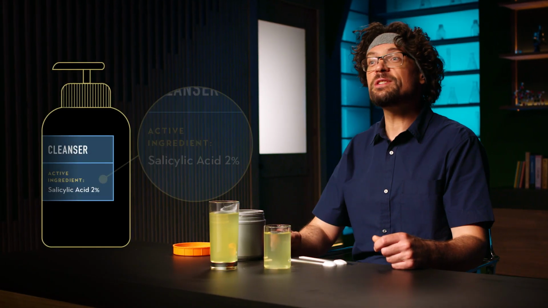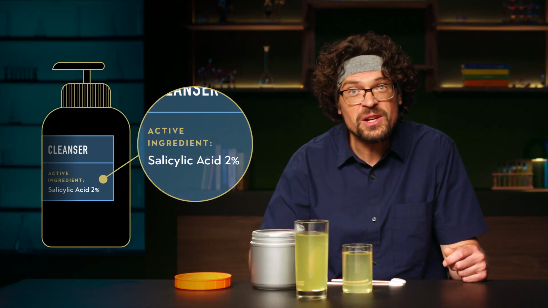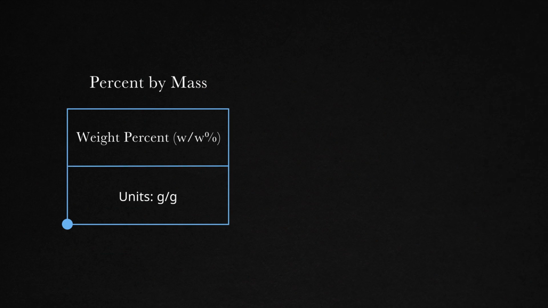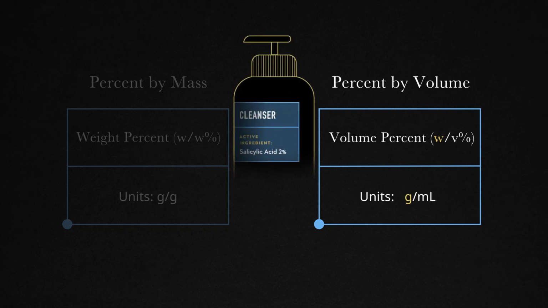Ever notice that your bottle of face wash says 2% salicylic acid? One way to express the concentration is as a percentage. There's weight percent, which is grams per gram, or volume percent, milliliters per milliliter. We can also have a weight by volume percent, grams per milliliter, which is how salicylic acid's represented in your face wash.